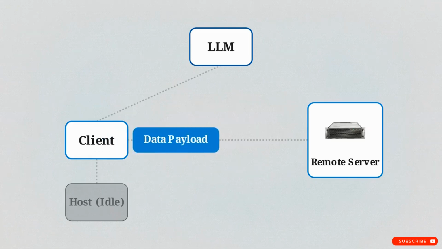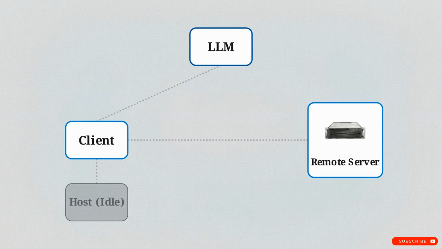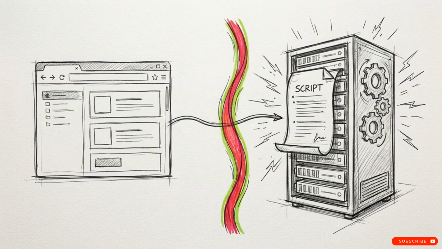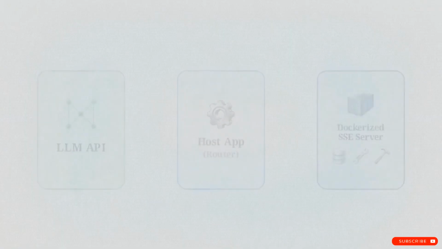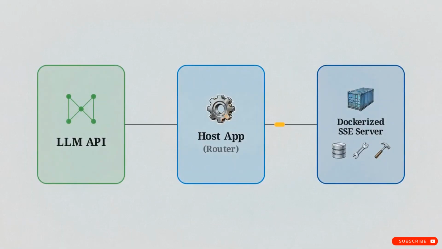The client intercepts the tool call and routes the argument payload to the remote server. Step 5. The remote server executes the raw Python function and passes the localized data result back to the client. Step 6. The client hands the final data back to the LLM for final synthesis. Because the execution domain is physically separated, the host application remains secure, lightweight, and agnostic to the underlying tool logic. In this optimized architecture, the central host application operates as a router with 0 hard-coded logic.